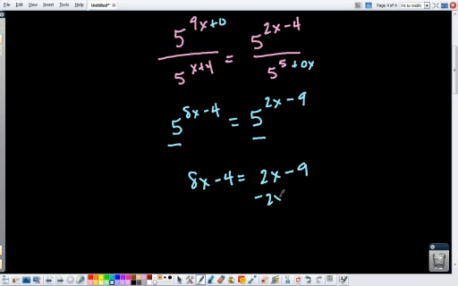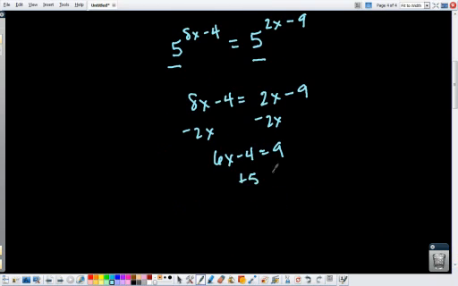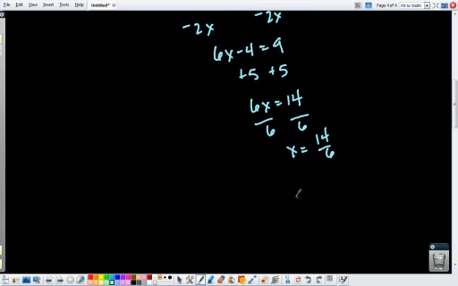I'm going to subtract 2x on both sides. So we get 6x minus 4 equals negative 9. I am going to add 4 to each side. So 6x equals negative 5. Divide by 6 on both sides. So x equals 14 over 6. And we should really simplify that to be in good math form. So we're going to divide the numerator and the denominator by 2 to write an equivalent reduced fraction. So 7 over 3. So x equals 7/3.